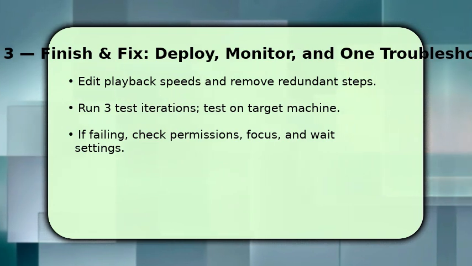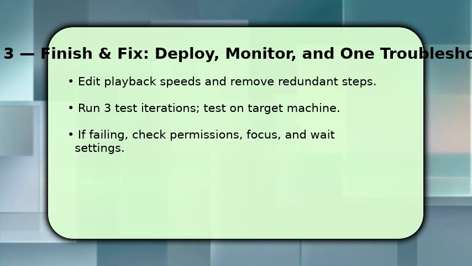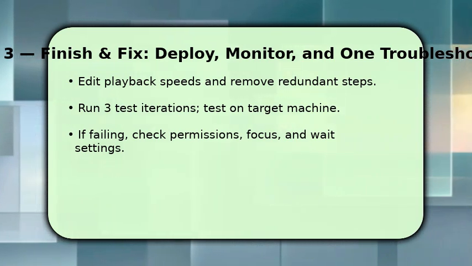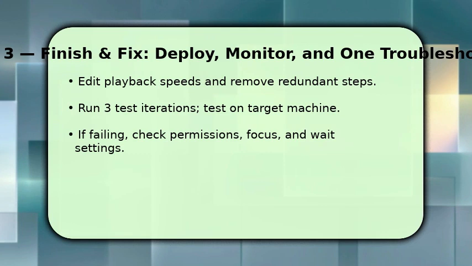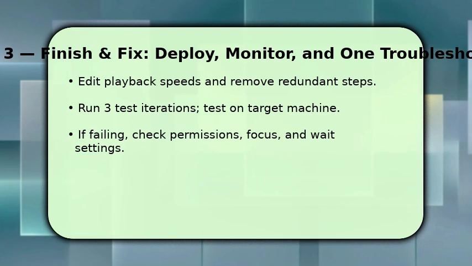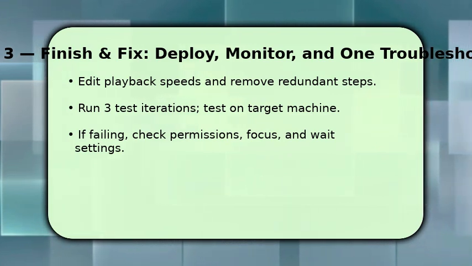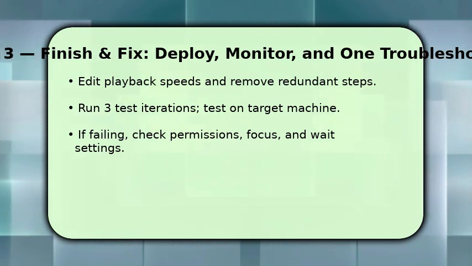Then run 3 test iterations, first on your machine, then on the target environment, and finally with realistic data. If the macro fails, check common issues, app focus, missing permissions, or inadequate waits, and fix them. Make sure to save a stable version and export a backup. This final polish ensures the macro runs reliably, repeatably, and with minimal supervision.